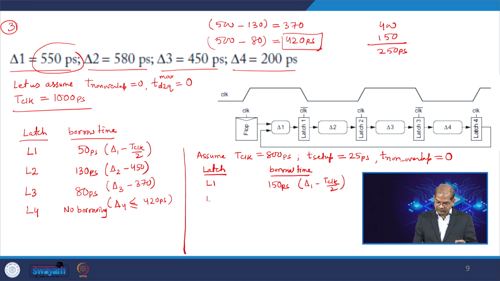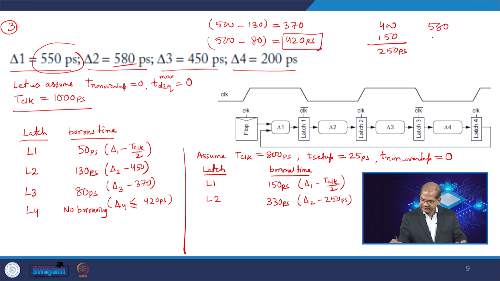So, L2 can borrow how much time? It is delta 2 minus 250 picosecond. Delta 2 is 580 minus 250, so this comes out to be 330 picosecond. Now, L3 after I do 330: T by 2 is 400 picosecond, and if I subtract 330, it comes out to be 70 picosecond.